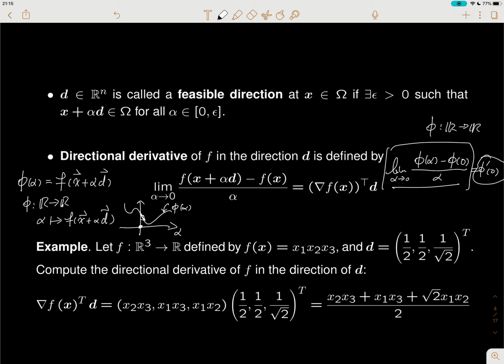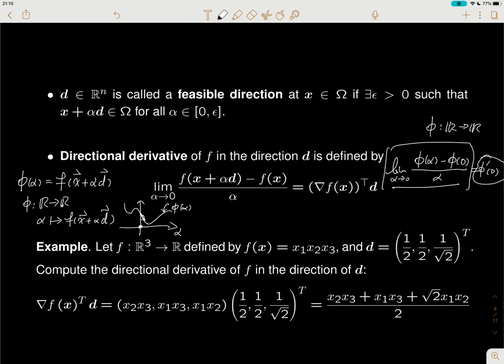But formally, how do we really compute this? We don't really focus ourselves onto the phi, although it's equivalent to doing that. But in practice, how do we compute this directional derivative quickly? So you're given the function f, you're given the point x and the direction d. How do we compute this?